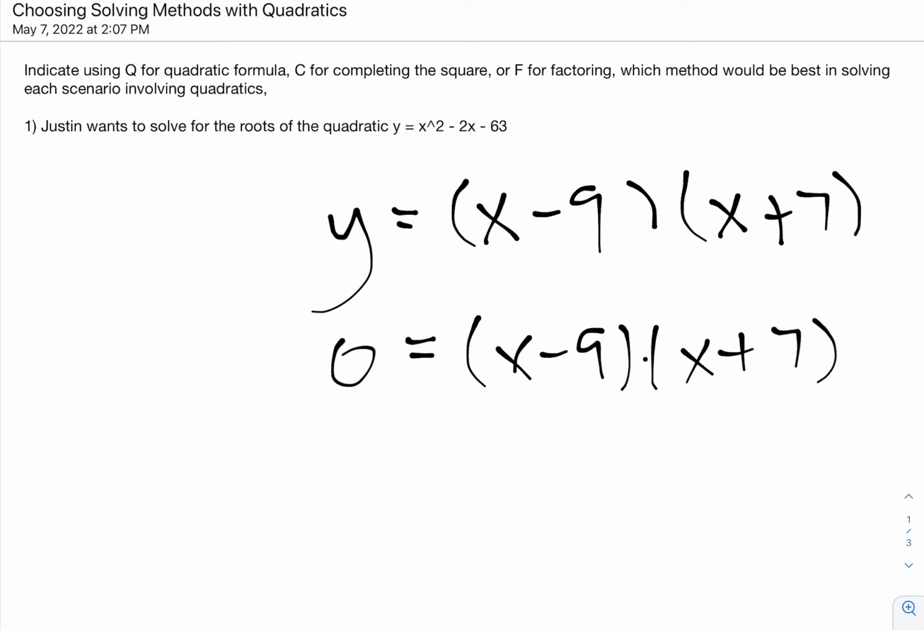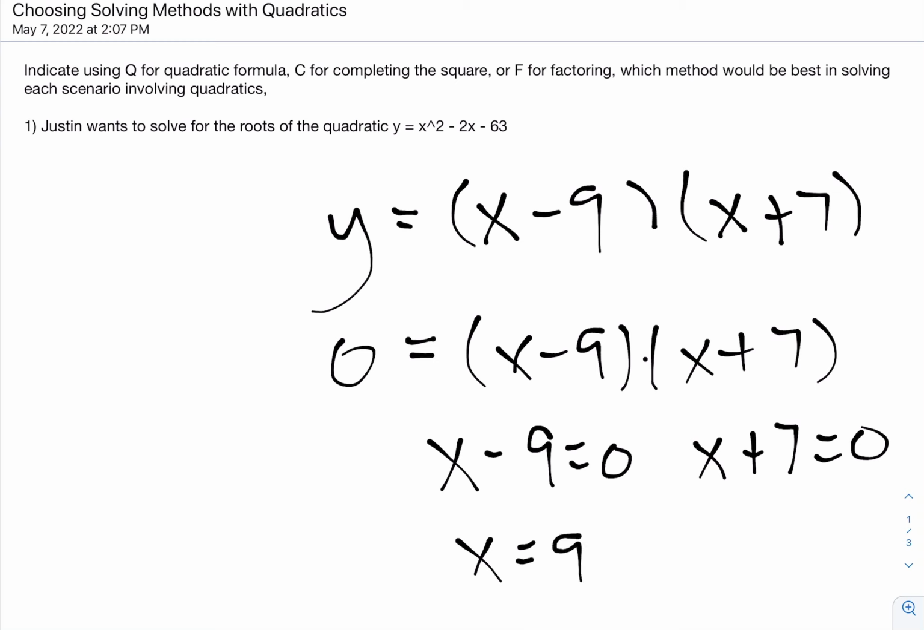And since these are multiplying to equal 0, that just means x minus 9 equals 0, or x plus 7 equals 0, or both of these are happening at the same time, which it's not for this question. So x is going to be 9, adding 9 on both sides, and x is going to be negative 7.